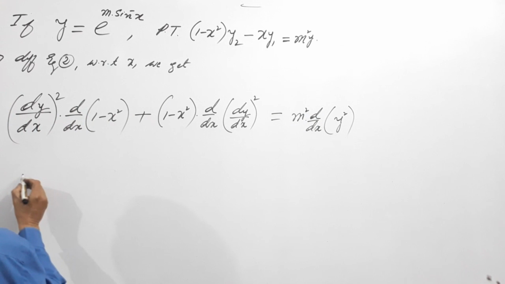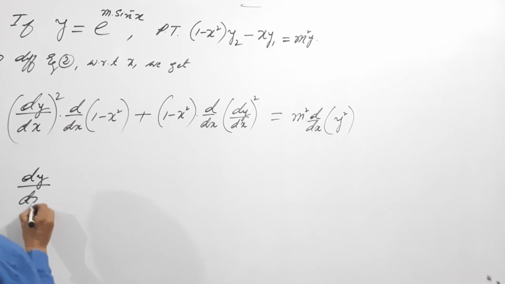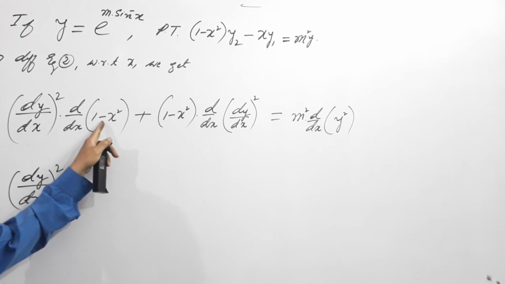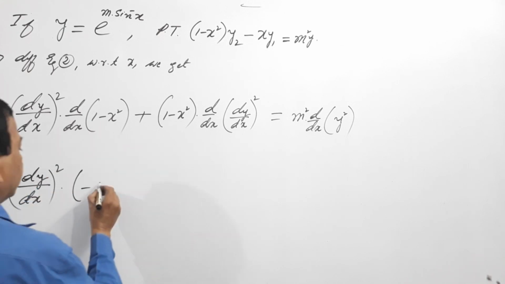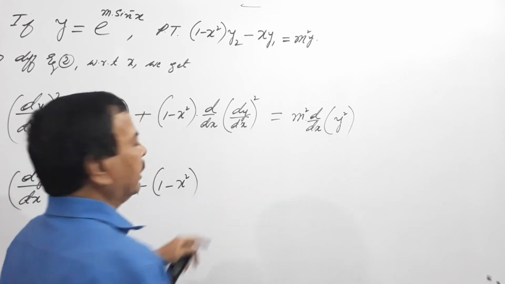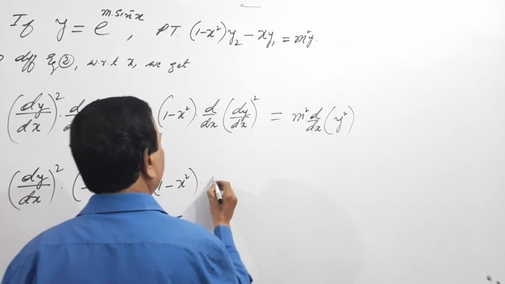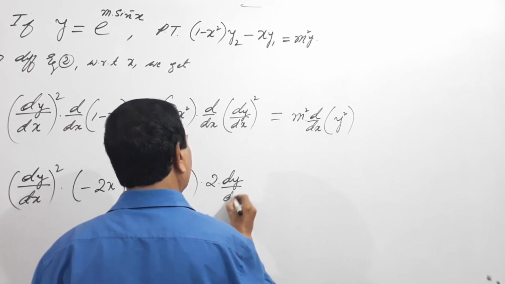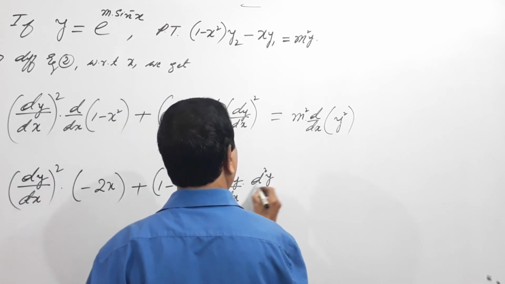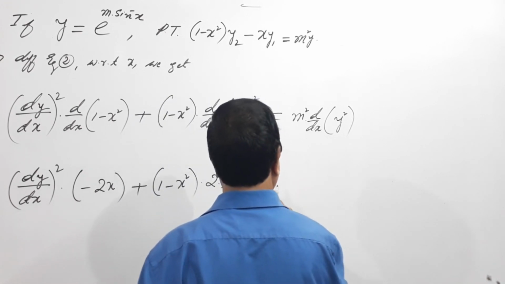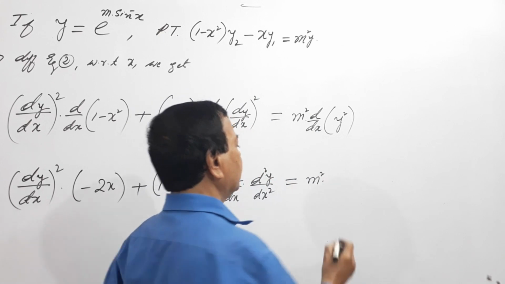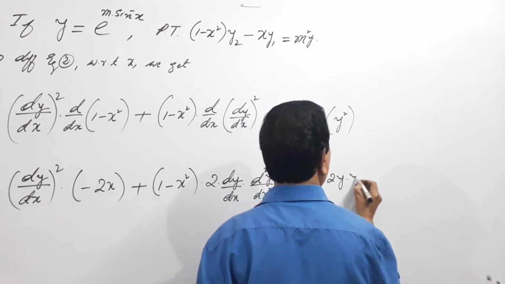So what happens here? I'll keep this dy by dx the whole square into, d by dx of 1 is 0 and x square is 2x, plus 1 minus x square, and d by dx I had taught you, that is 2 into dy by dx, and differentiation of dy by dx becomes d square y by dx square, equals m square. Here this becomes 2y into y1.